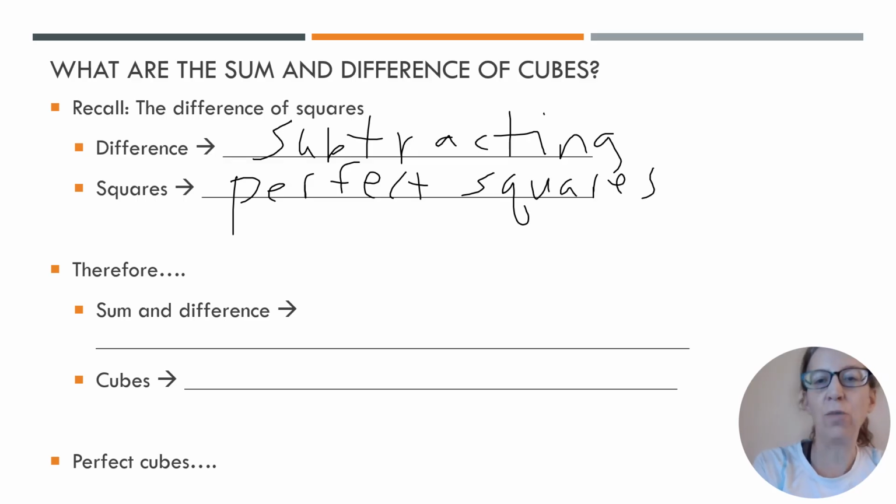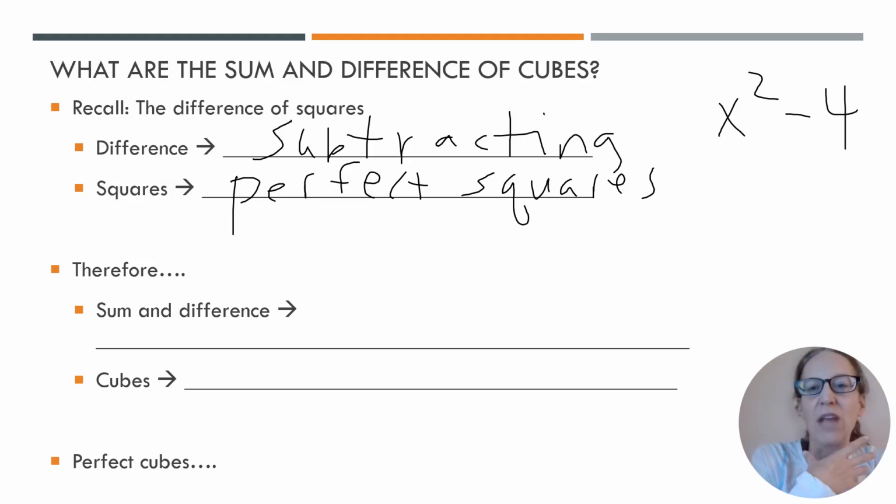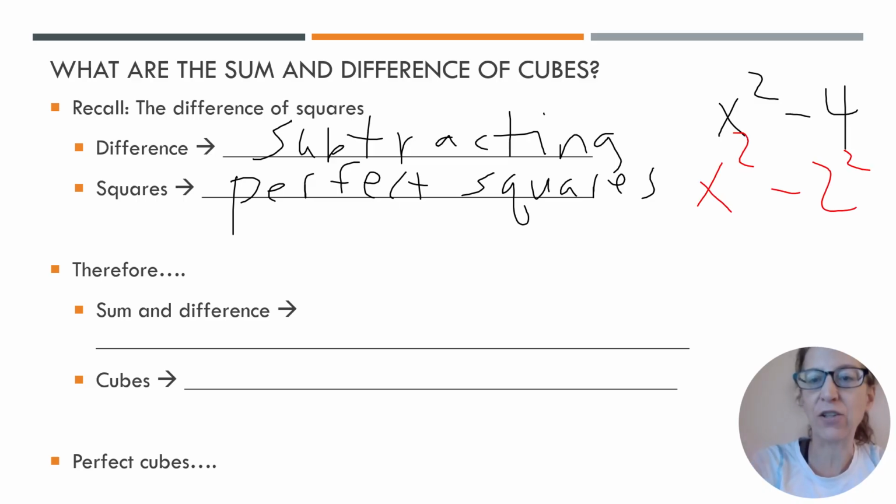Okay, and you would recognize the difference of squares, that it could be something like x squared minus 4. You would want to recognize it's the difference because it is subtracting, and that both x squared and 4 are perfect squares. And so you could write it like so, because 4 is 2 squared.